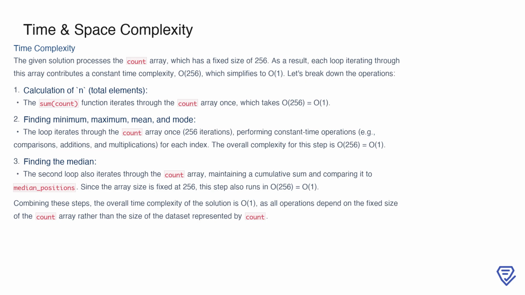Similarly, finding the minimum, maximum, mean, and mode involves iterating over the count array, performing operations like comparisons and arithmetic for each index. Again, this step involves 256 iterations, so its complexity is O(256), or O(1). When determining the median, another loop through the array calculates cumulative sums and compares them against the predefined median_positions. Despite the slightly different logic, this operation still involves only 256 iterations, making it O(1). By combining these steps, the solution achieves an overall time complexity of O(1), as every operation depends solely on the fixed size of the count array and not the actual size of the dataset it represents.